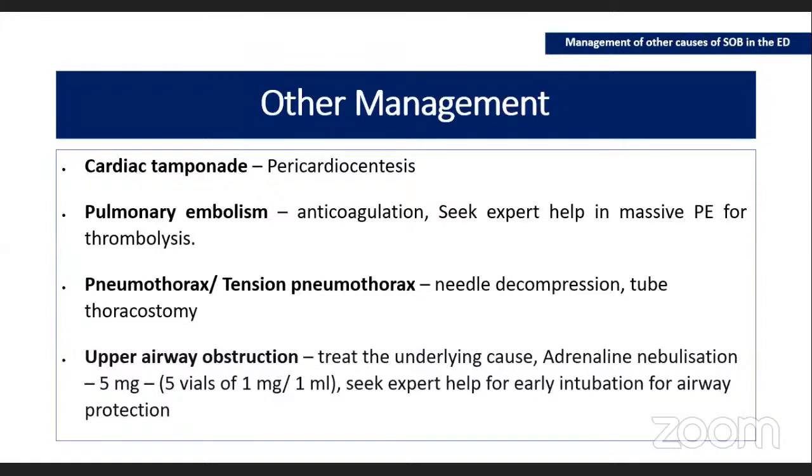And for upper airway obstruction, depending on the cause, you can give nebulized adrenaline. Usually when a patient has airway obstruction, what we tend to do is give 5 milligram, or 5 ml, of adrenaline nebulized, just as you would nebulize salbutamol. Okay.